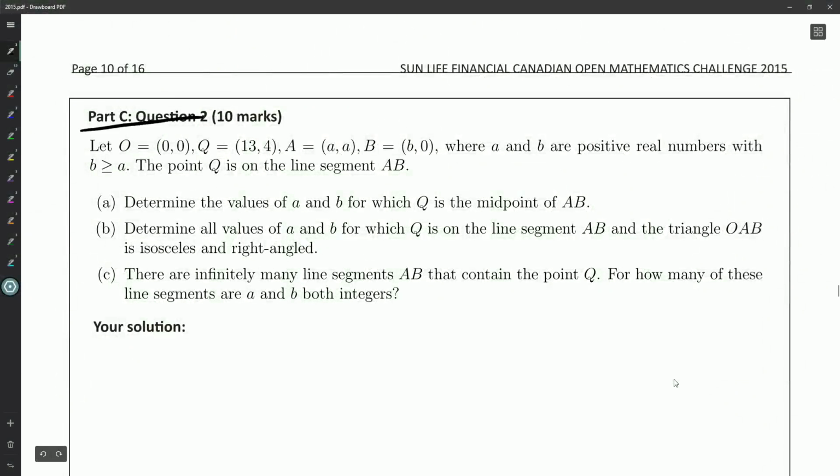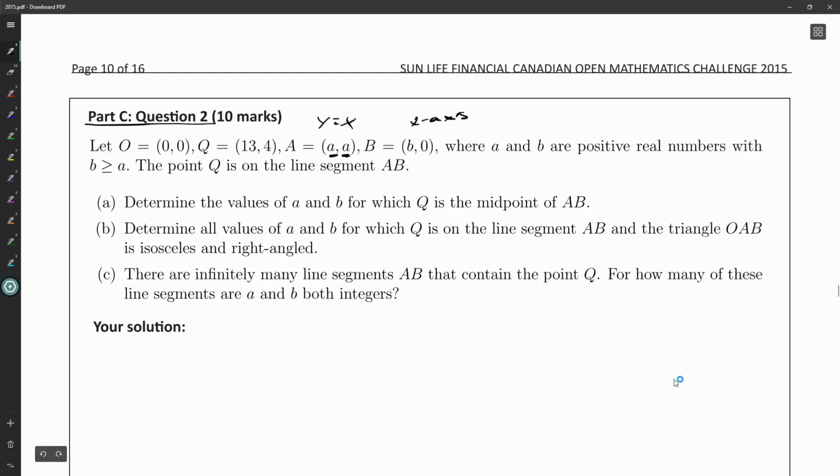We're looking at C2 on our 2015 COMC paper. Oops, wanted to underline that, not cross it out. So let O be the origin, Q be (13, 4). A is going to be at (a, a), so it lies on the line y equals x. Just trying to mentally picture it. And B is (b, 0), so it's somewhere on the x-axis. A and B are positive real numbers, and b is greater than or equal to a.